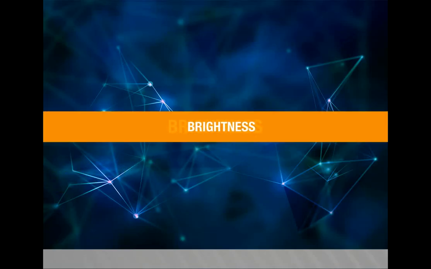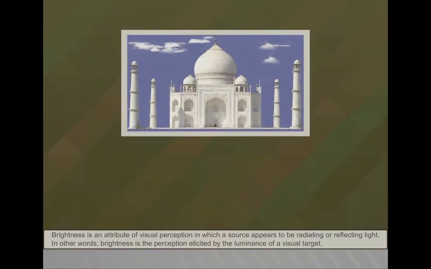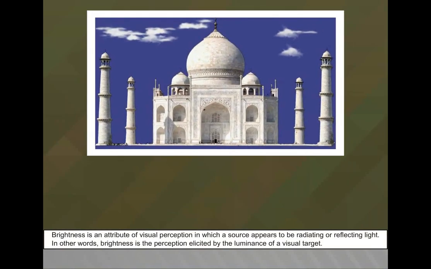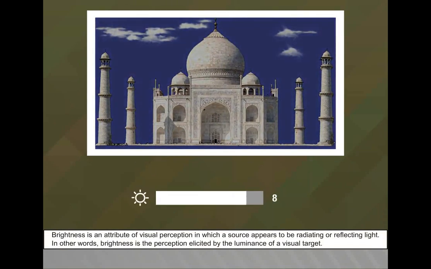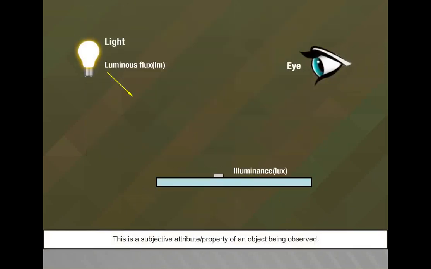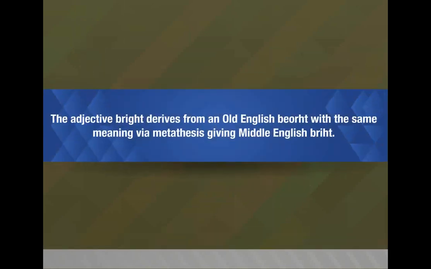Brightness. In this video, we are going to see about brightness. Brightness is an attribute of visual perception in which a source appears to be radiating or reflecting light. In other words, brightness is the perception elicited by the luminance of a visual target. This is a subjective attribute or property of an object being observed. The adjective bright derives from an Old English "bright" with the same meaning via metathesis, giving Middle English bright.